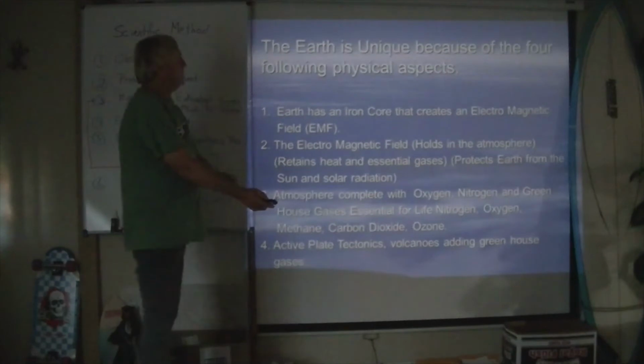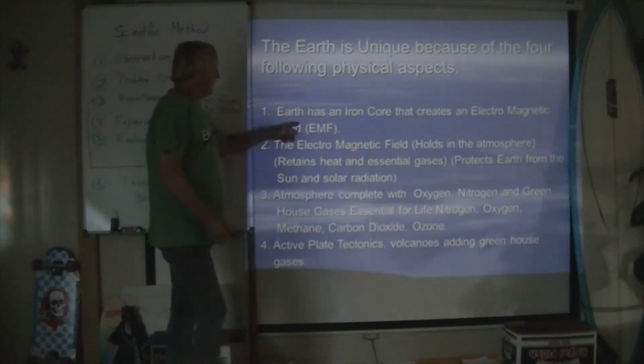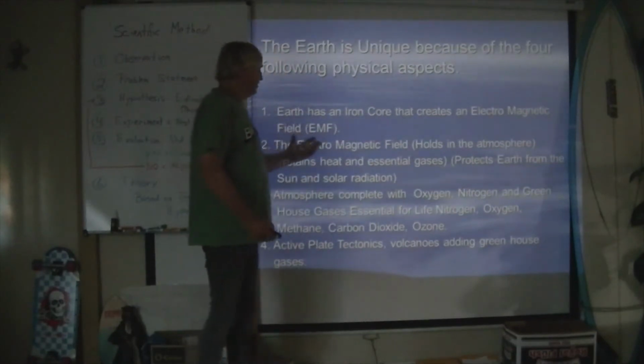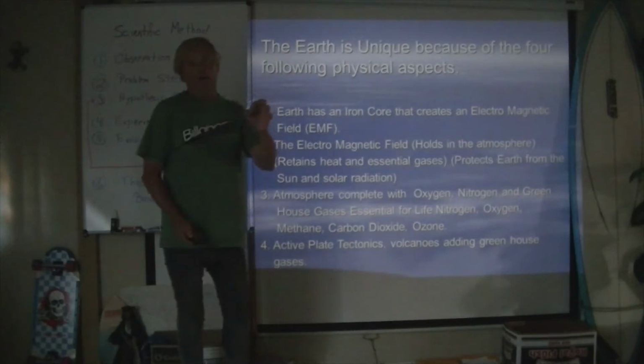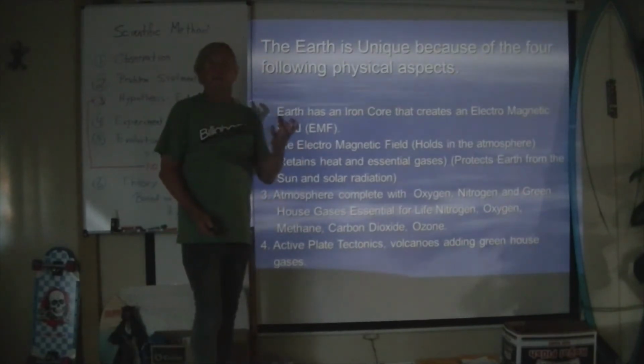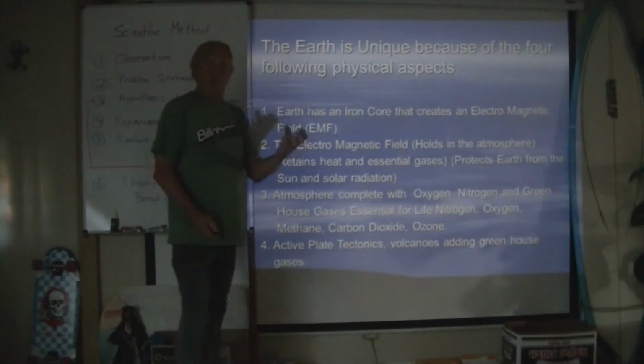And so the Earth is unique because of these 4 following physical aspects. 1, the Earth has an iron core in the center. Now some people hypothesize that that iron core is solid. Other physicists say it's more liquid or more like silly putty or Play-Doh. That it's kind of like not a liquid but not a solid but very flexible.